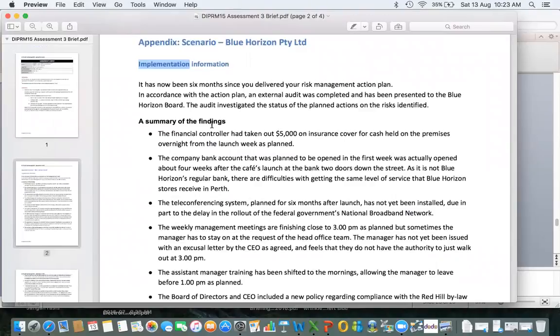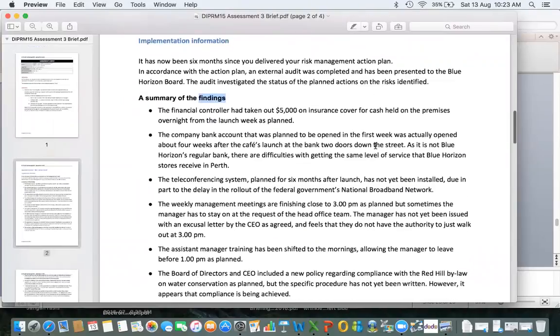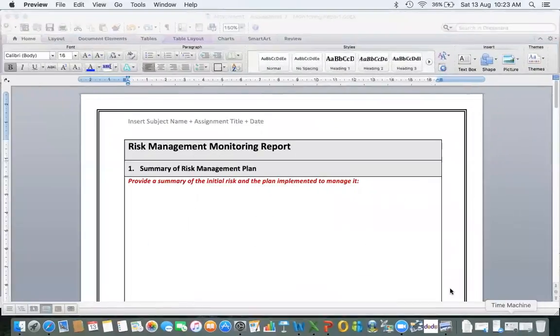That's basically the information that we need in terms of implementation. You can also find the key findings because there are some gaps between the implementation and what has happened when you implement it. The third one here, for instance, the teleconferencing system. The organization has planned for 6 months after launch, but it has not yet been finally installed. Why? Due in part to the delay in the rollout of the federal government's national broadband network, the NBN.